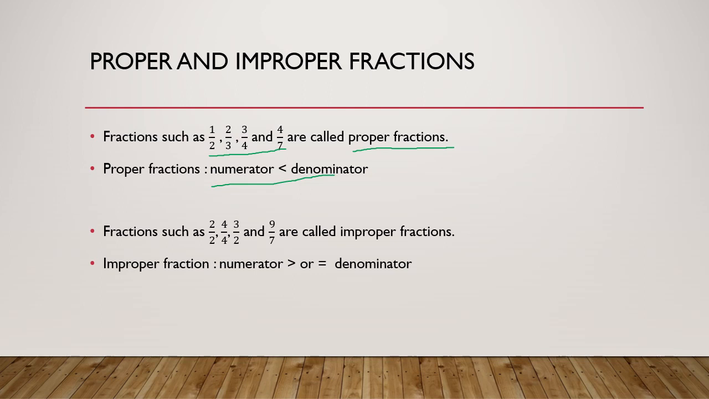Now, the fractions such as 2 upon 2, 4 upon 4, 3 upon 2 and 9 upon 7 are called improper fractions. Why are they called improper fractions? Here the numerator is greater than or equal to the denominator. That is why we call them improper fractions.